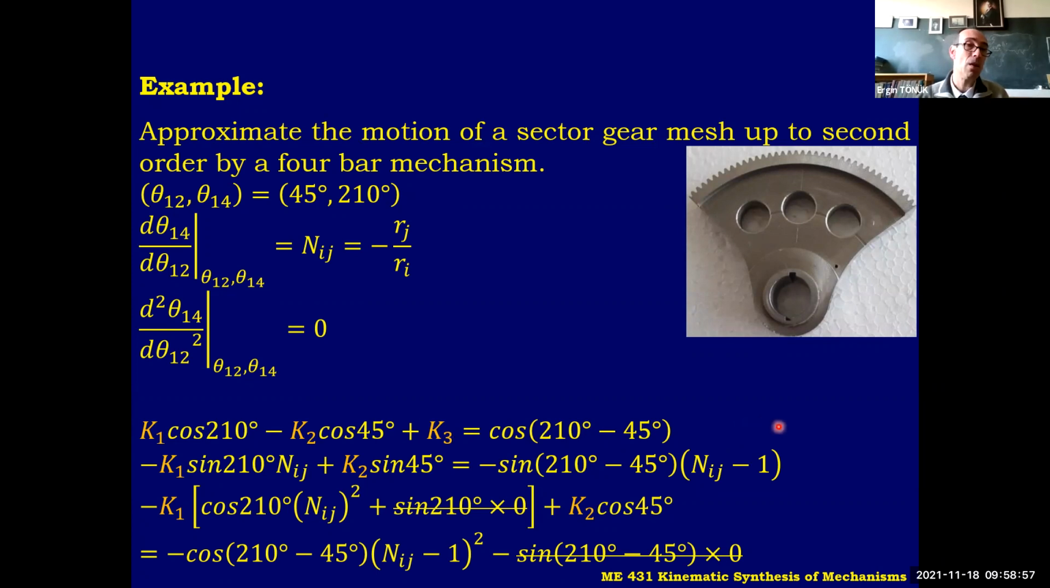Or you could do it this way as well. If you want mixed order synthesis, you may design it for this position with this speed ratio, and you may want to say, for another pair of θ1 to θ14, I want the position to be satisfied exactly as well. That would be mixed order synthesis if you need it. That's another option, okay?